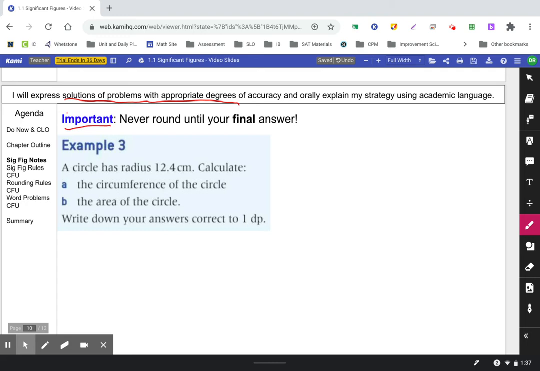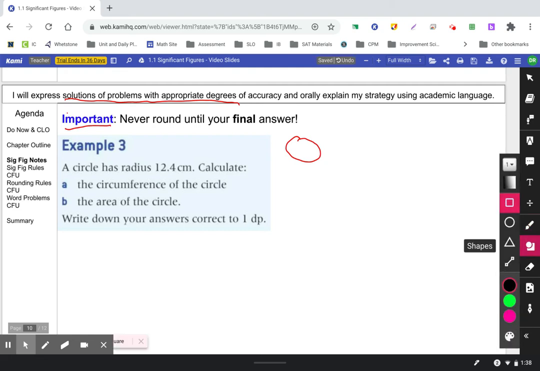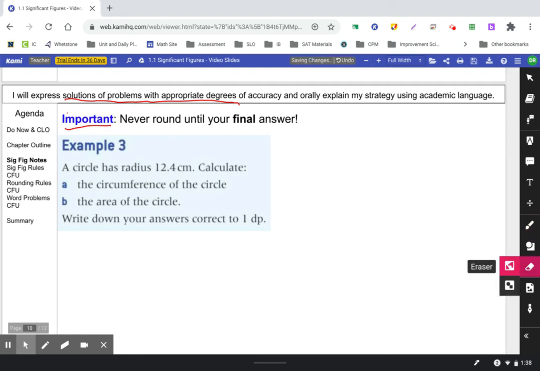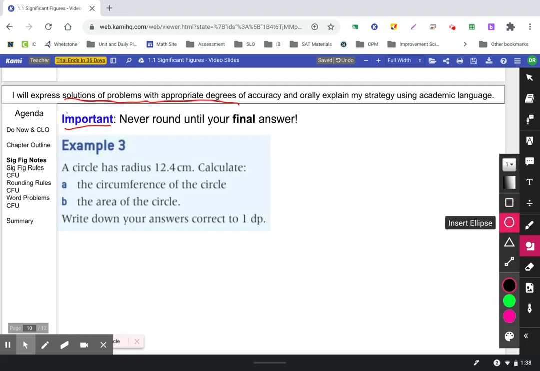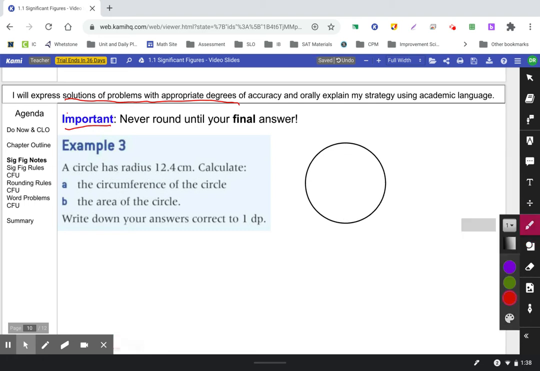Okay? So for this example 3, we've got a circle that has radius of 12.4 centimeters. Anytime I see that, I'm drawing a circle. That was a really small circle. Let's draw a bigger circle. I've got a circle tool too. Let's play with that. Circle. Look at that. That is fancy. So, circle. And it's got a radius of 12.4 centimeters.